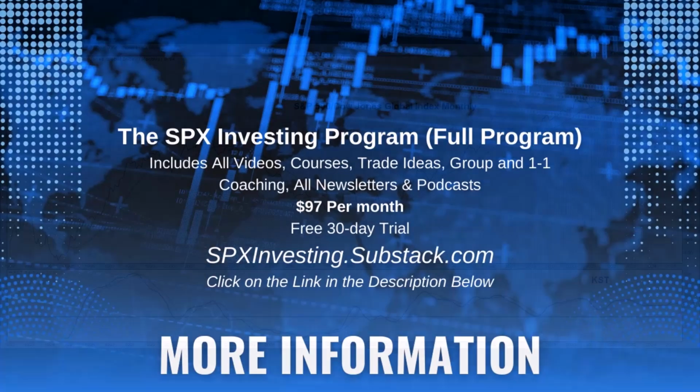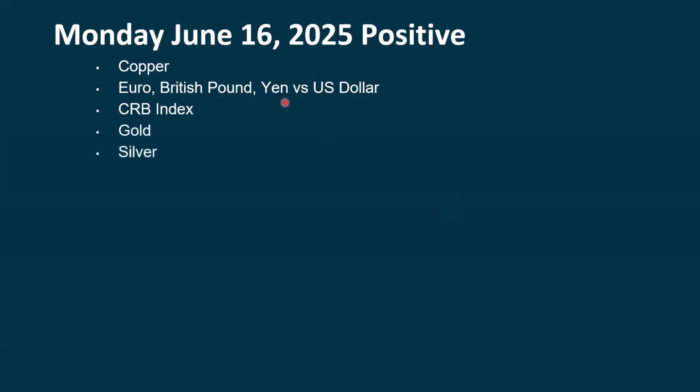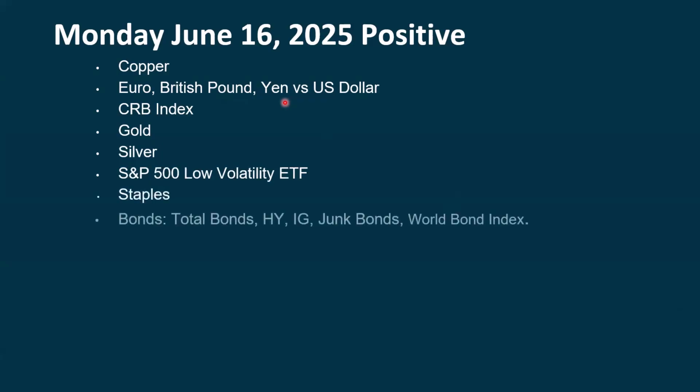So then at the end here, no changes if you've been watching this. We still have the same positive list that we had a week ago, with copper being in an uptrend, the euro, the pound, and the yen all against the dollar. The CRB index, gold and silver. The low volatility ETF by itself is still in an uptrend. Staples are in an uptrend. And then bonds based on price. The total bond ETF, high yield, investment grade bonds, junk bonds, world bonds.